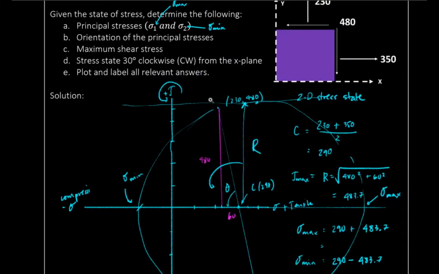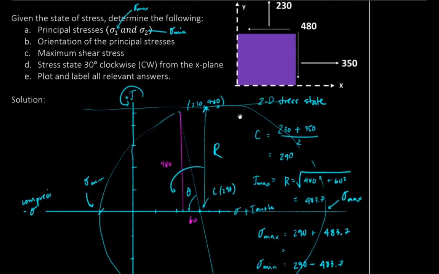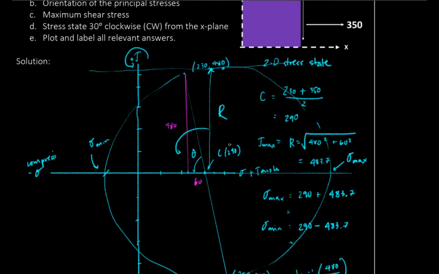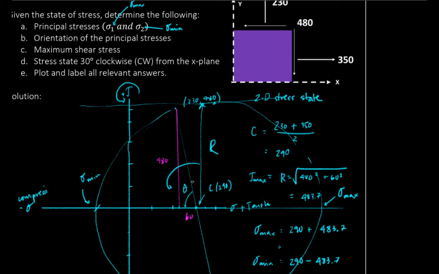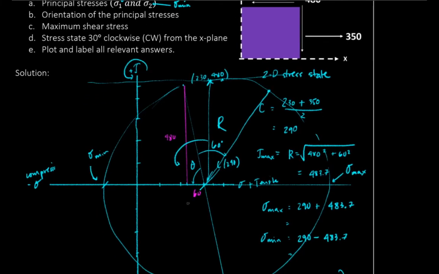Next is, let's say we rotated the stress state 30 degrees clockwise from the x-plane. What will be the resulting stress state? Since we are moving the stress state 30 degrees, in Mohr's circle we double that value, no? So we are trying to move this 60 degrees. And by moving it 60 degrees, we are trying to find what the stress states are.